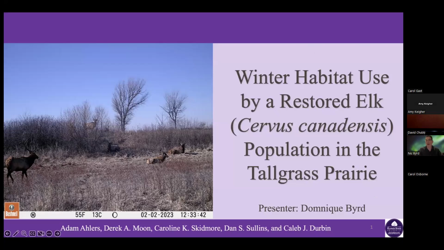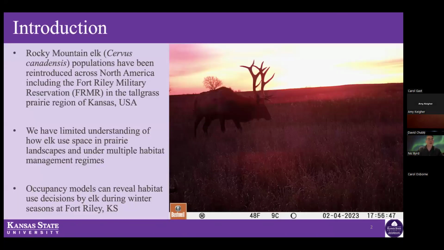Okay, so this first portion is going to be over winter habitat use by a restored elk population in the tallgrass prairie. So to start off, Rocky Mountain elk populations have been reintroduced across North America, including Fort Riley, which is in the tallgrass prairie region of northeast Kansas. And we have limited understanding of how elk are using this prairie landscape under multiple different habitat regimes.